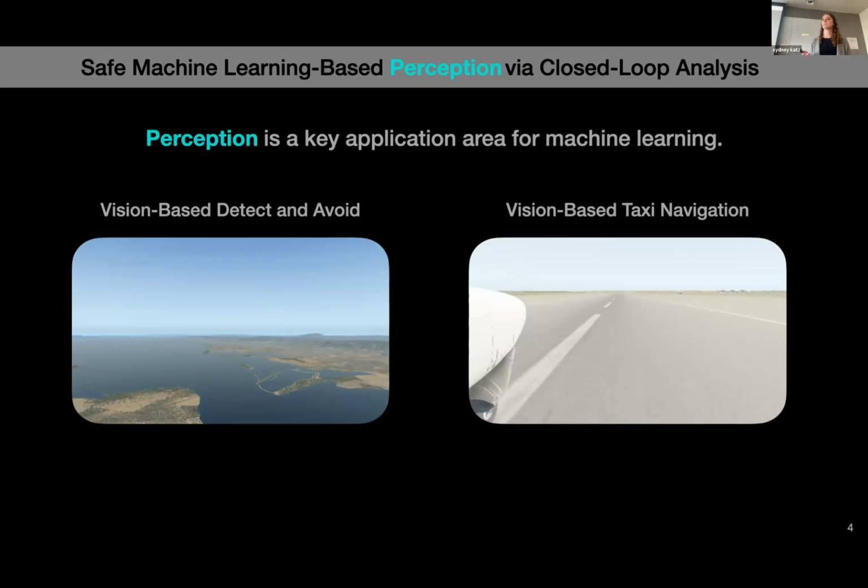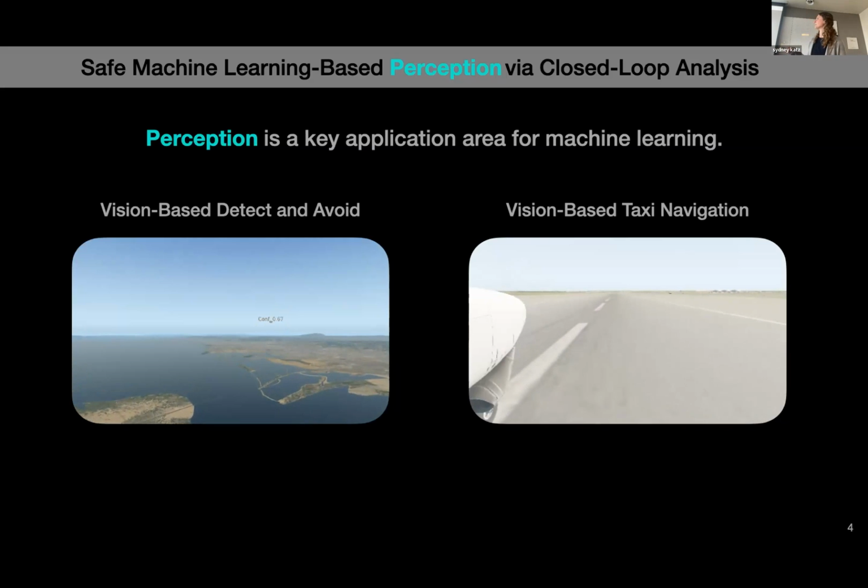And those images are then fed through a neural network, which is responsible for detecting potential intruding aircraft in the sky so that we can avoid colliding with them. And on the right, we have a similar setup where we have a camera that's mounted on the wing of the aircraft. It's taking images of the runway this time, and we're essentially feeding those images through a neural network in order to safely steer the aircraft down the runway.